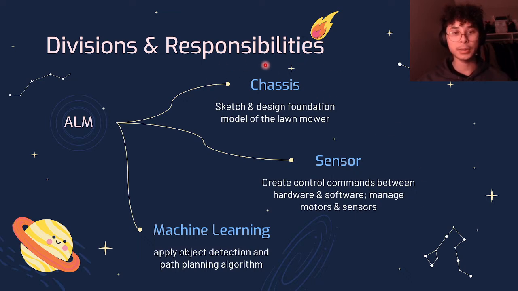And our team is divided into 3 sub-teams. The first sub-team is the chassis, which is in charge of the sketch and the design foundation model of the lawnmower. So this team will be in charge of most of the CAD design, right? The things that are going to support the hardware and the computer. And then the second team is the sensor. They will be in charge of the control commands between the hardware and the software. They will create that communication bridge, and they also manage the motors and the sensors. And then the third team, this is Andy and I's sub-team, machine learning. We'll try to apply the object detection and then hopefully also the path planning algorithm using computer vision and the camera that's attached to our machine, our lawnmower.